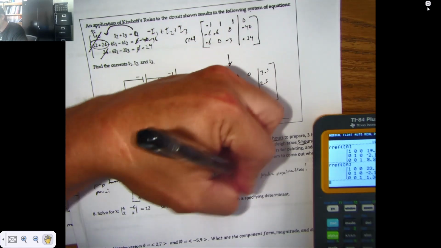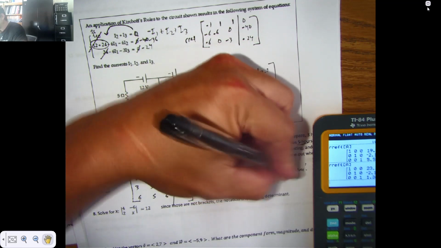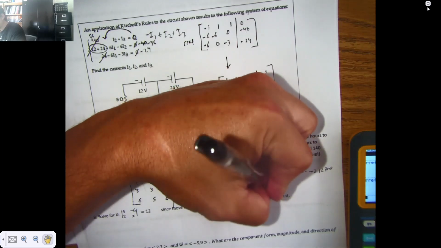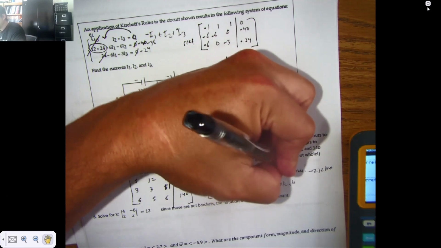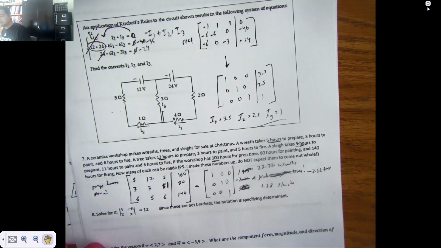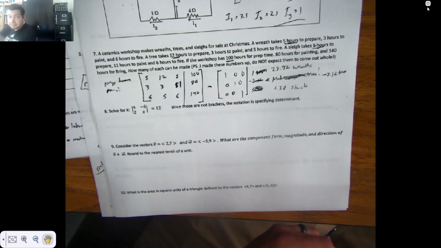Well, all right. Looks like I found a typo. Still have negative 2.12 trees. Interesting. And 1.38 sleighs. Looks like most of the stuff they're going to make is wreaths. And somehow or other they're going to make negative trees. Anyways, it wasn't supposed to work out nice. Wasn't intended to.